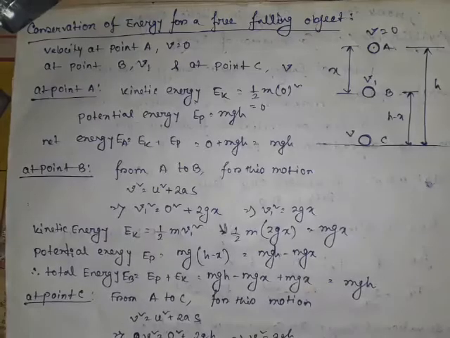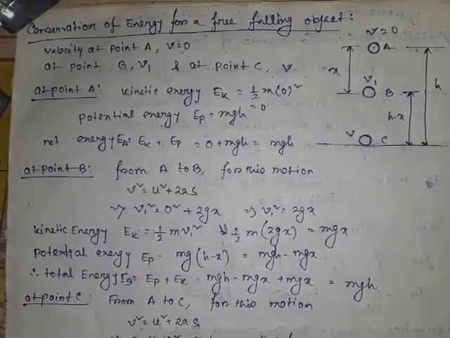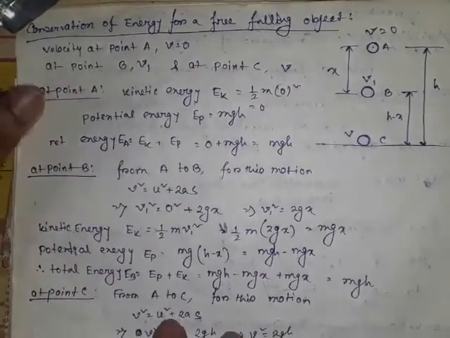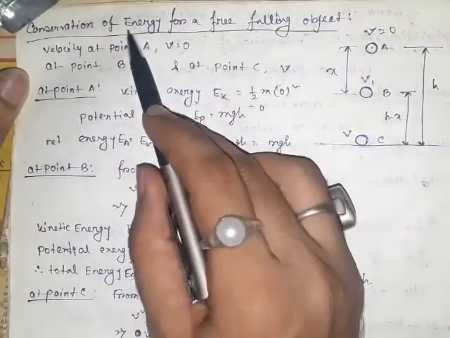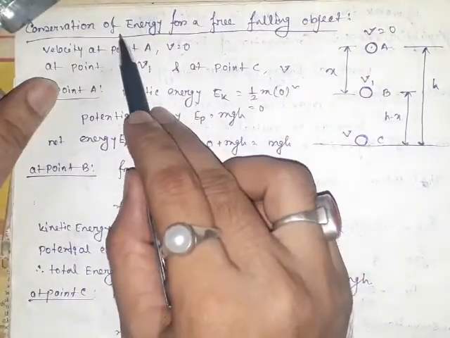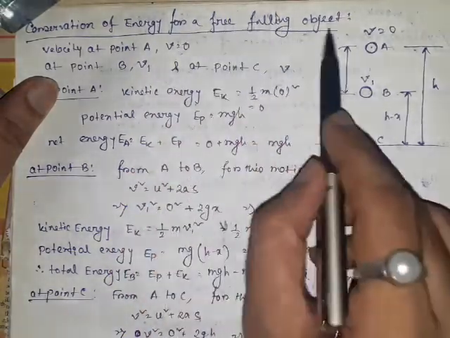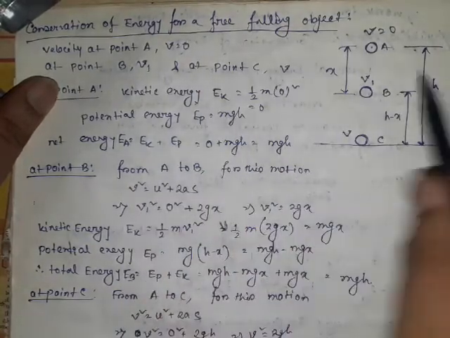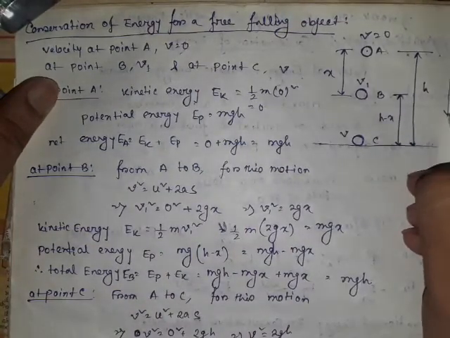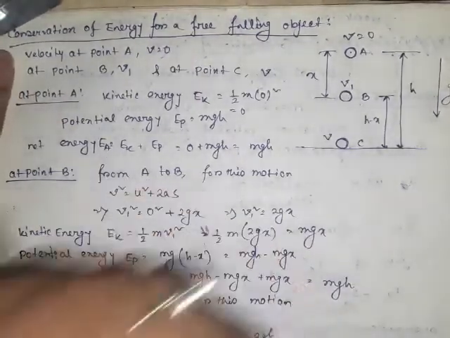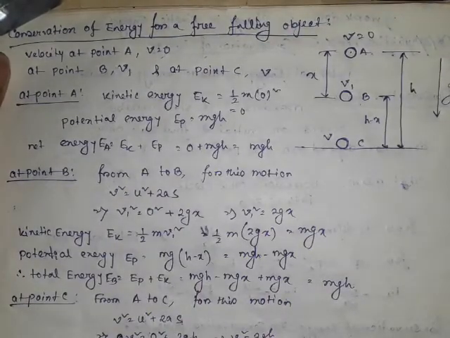Now we will talk about some cases and see how conservation of energy holds there. First of all, the first problem is where we are dealing with an object that is falling freely under gravity. Acceleration due to gravity is working downward, and that value is g. Now let's start. That is a free fall.